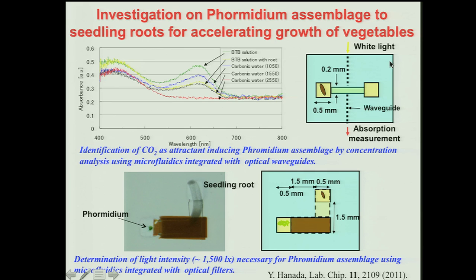And then we tried to use the nanoaquarium to investigate the gliding mechanism. And the microfluidics integrated with the optical waveguides identified that the carbon dioxide secreted from the seedling root is the attractant inducing the Halodynium assemblage. And also, the microfluidics integrated with optical filters revealed that the light illumination is definitely necessary for the Halodynium gliding, and then determined the light intensity necessary for the Halodynium gliding.